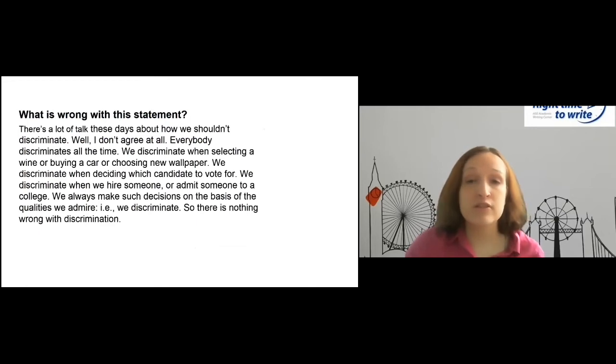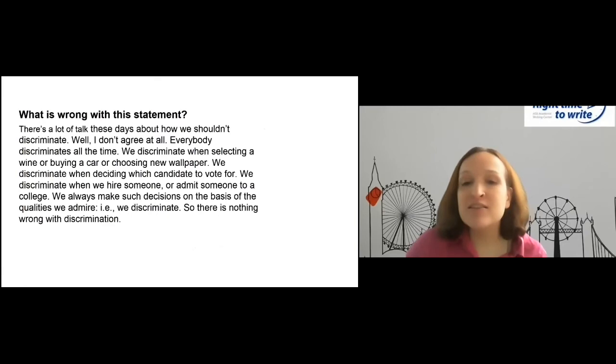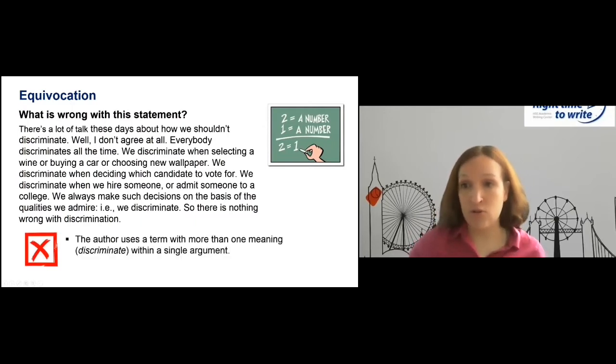Okay, this is the next statement. What is wrong with it? It's a generalization. The word discriminate means two totally different things within this one argument. And this is called the logical fallacy of equivocation, when, as you see in the picture, 2 is a number, 1 is a number, so 2 equals 1, according to this logic. Of course, there is nothing wrong with discriminating in the general meaning of seeing the difference between two things, but when we say that discrimination is wrong, we mean something completely different.